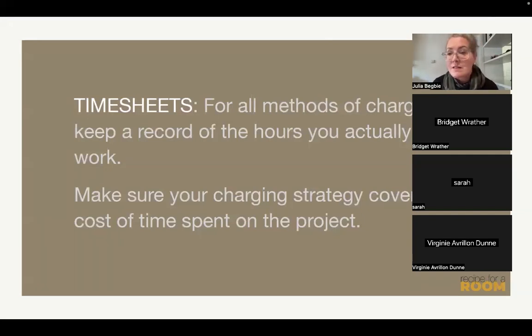So timesheets, everybody should keep timesheets. Even if you're working by contract value, you need to be able to analyze your business after the event, make sure that you did get paid, and tweak your business model, tweak your next fee proposal, so that you can adjust it so that you can make sure that your business is going to get more and more profitable.